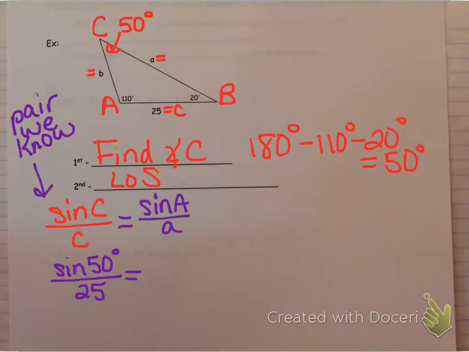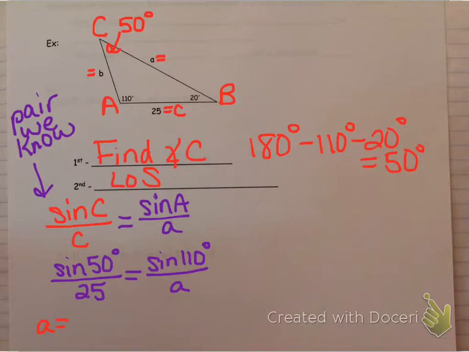And angle A was known. Angle A was 110 degrees. And then the only part of that proportion that I don't know is that bottom right corner, that's A. And so this is now a proportion. And so I can cross multiply and divide to solve it. So I'm going to do just that. I'm going to cross multiply and divide.